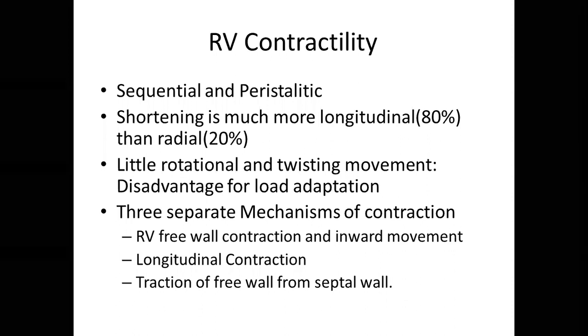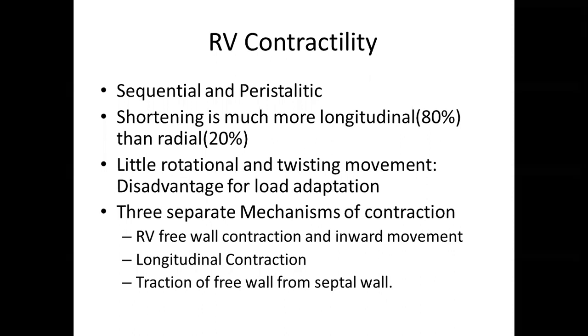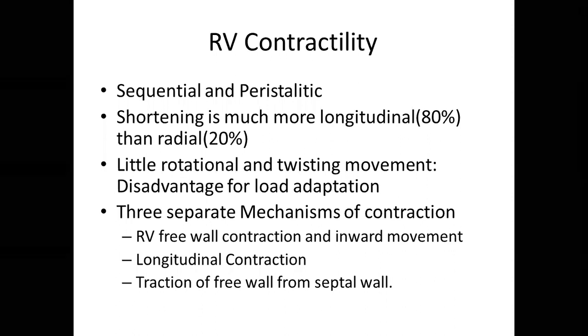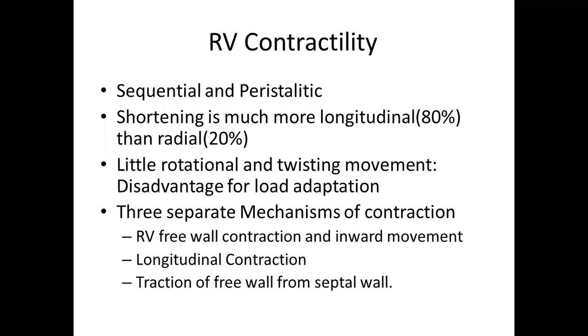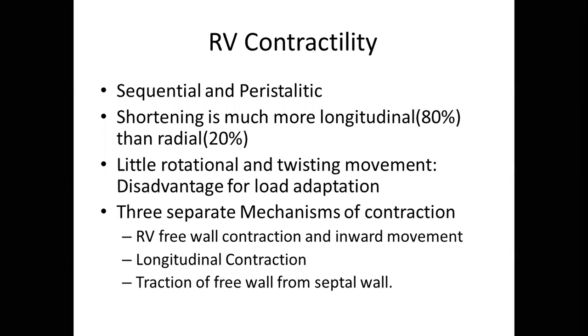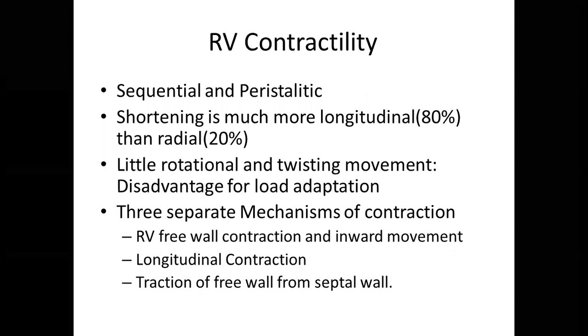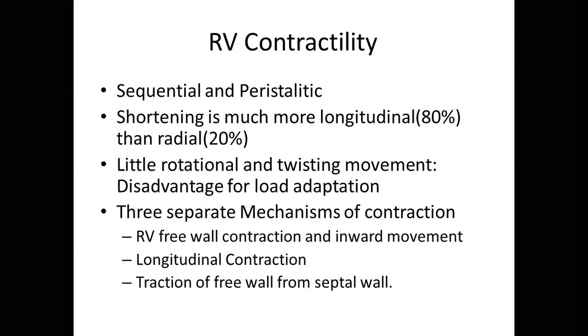Okay, and the fibers are arranged in such a way that most of the fibers are longitudinal from apex to base, and this contributes to 80% of contraction. Radial contraction is limited and accounts for 20% of RV contractility. And there are three separate mechanisms of contraction, which are important to understand for the diagnostic tests and also in the treatment of RV.